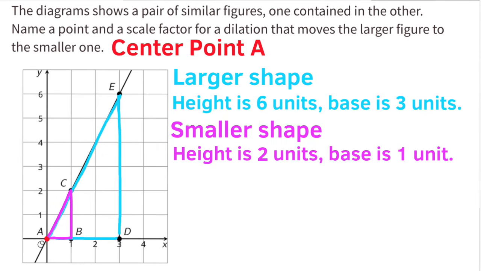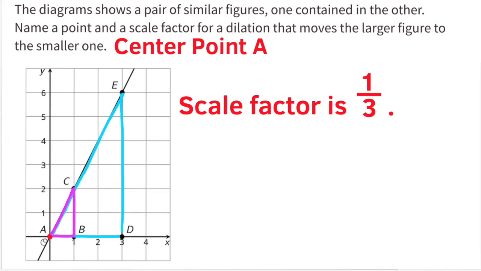The larger figure has a height of 6 units and a base of 3 units. And the smaller figure has a height of 2 units and a base of 1 unit. The larger shape is 3 times larger than the smaller shape, and the smaller shape is 1/3 the size of the larger shape. The scale factor for a dilation that moves the larger figure to the smaller figure would be a 1/3 scale factor, because the larger figure would have to reduce its size to 1/3 of its original size.